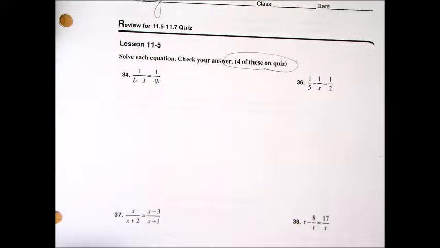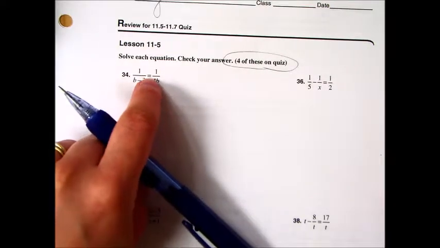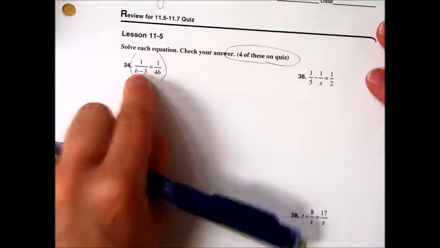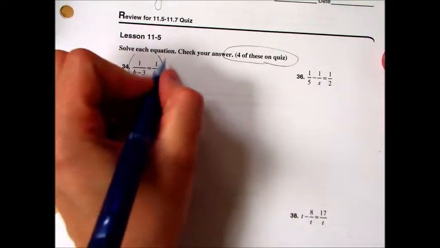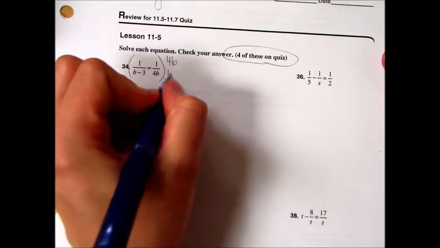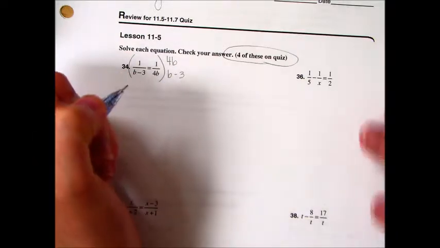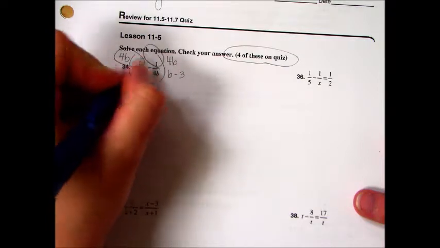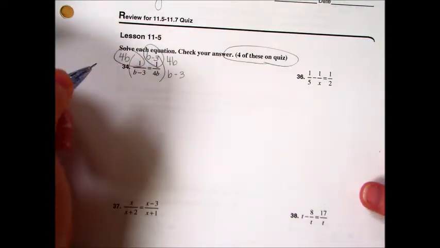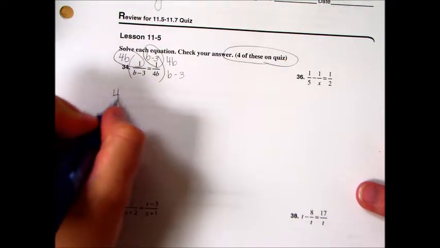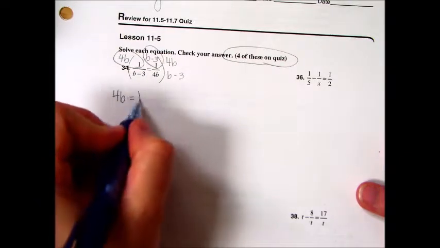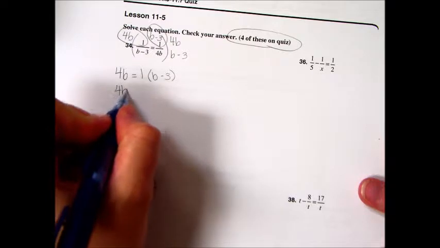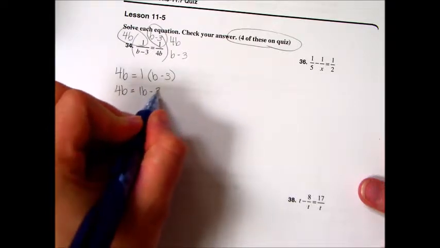Number 34, I see an equal sign. Remember that means that the denominators are going to go away. So the common denominator, this does not factor, is the 4b and the b minus 3. Now I'm going to go back and see what's missing. This is missing a 4b, this is missing a b minus 3. Now we're going to multiply those two together to get 4b equals 1 parenthesis b minus 3. Distribute in your 1. 4b equals 1b minus 3.